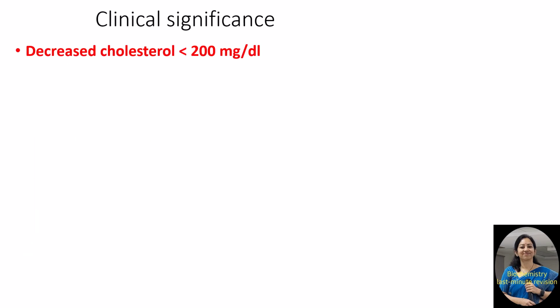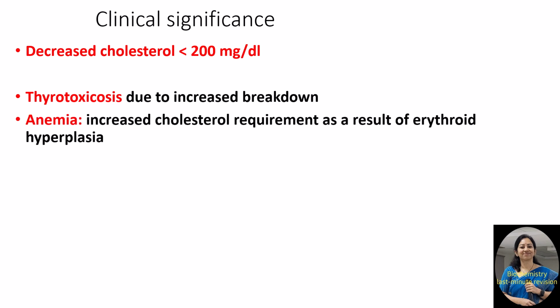Coming to the decreased cholesterol part, when the levels are less than 200 milligram per deciliter, it results in hypocholesterolemia. The causes include thyrotoxicosis. Now, thyrotoxicosis is a condition characterized by hyperfunctioning of the thyroid gland. So there is increased breakdown of the cholesterol, increased excretion, so the cholesterol content decreases.